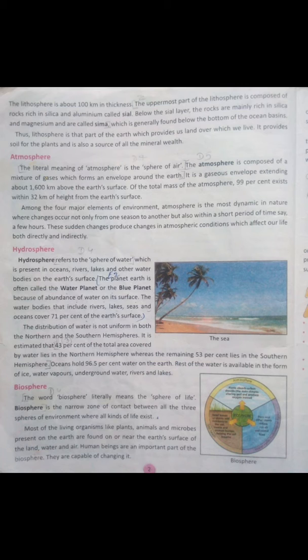Thus, the lithosphere is that part of the earth which provides us land over which we live. The place where we live, the ground above, is called the lithosphere. It provides soil for the plants, and it is also the source of all the mineral wealth. So next, come to the atmosphere.